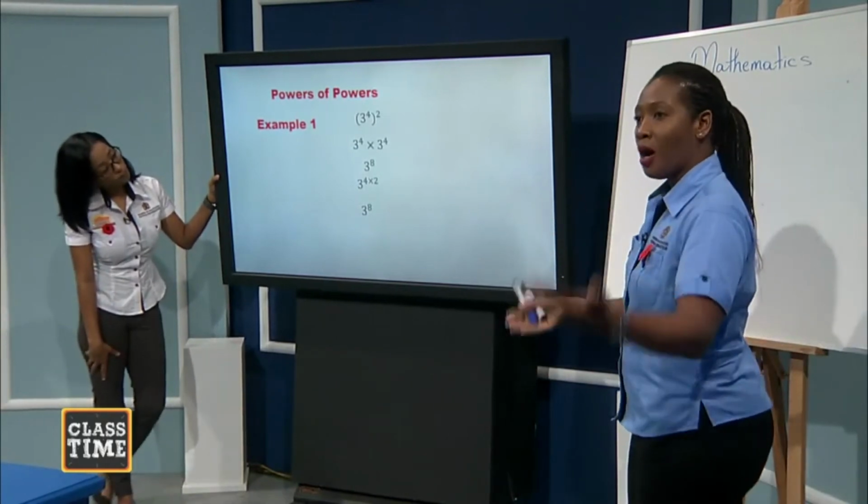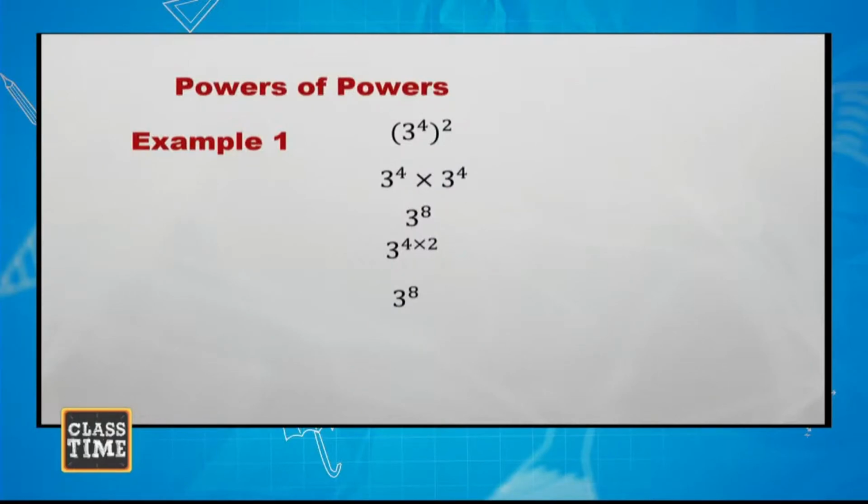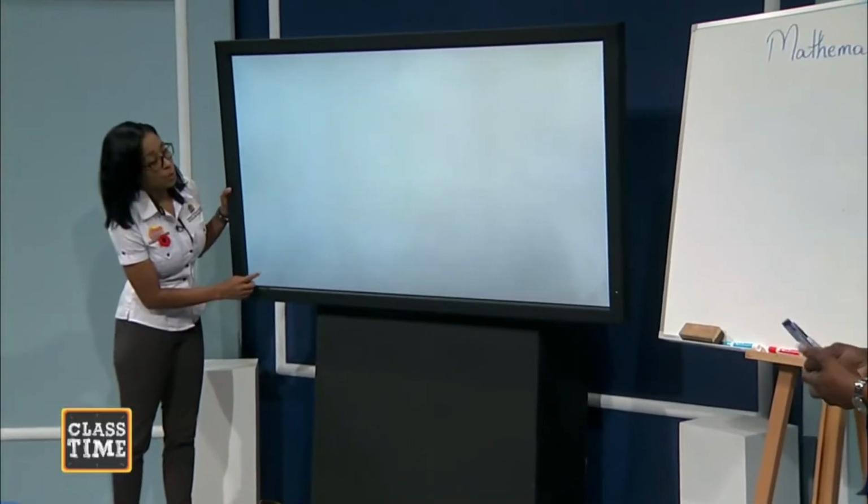But from observation, you can pick up patterns. Yes. So 3 raised to the 4th power multiplied by 3 to the 4th power can be simplified, written by just adding the indices, which is 4 plus 4 is 8, or, as you can see from observation, 4 multiplied by 2, which are the indices, also gives you 8. So you have 2 options. Nice, all right.